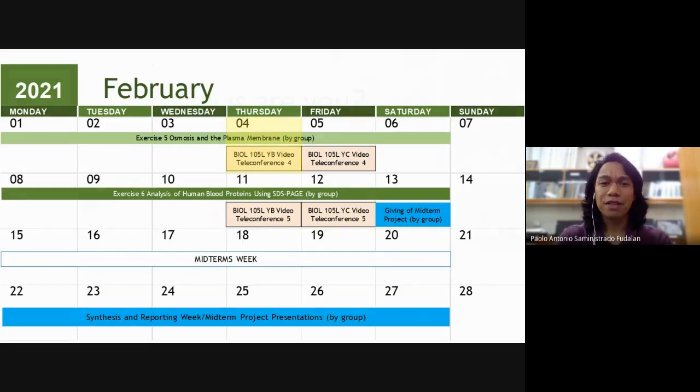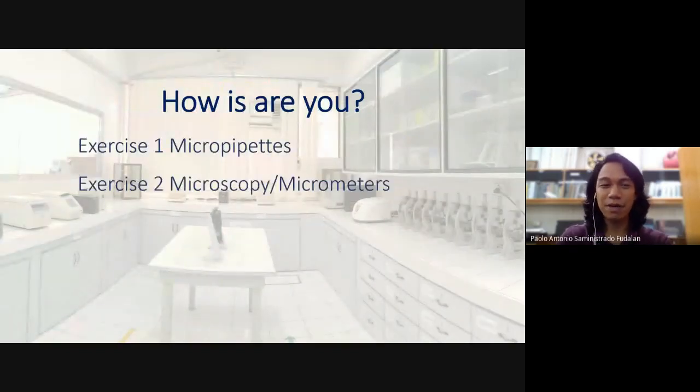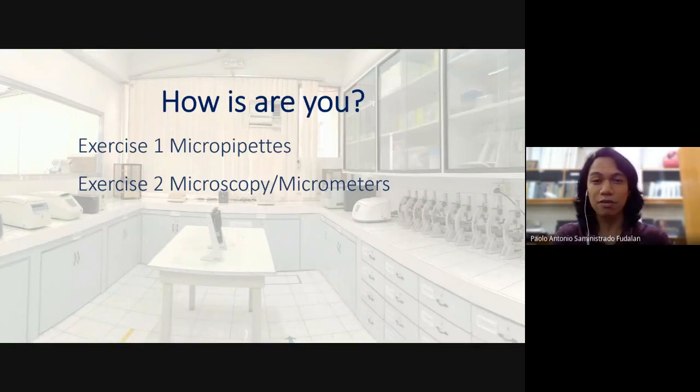So what have we done so far? We've done micropipettes. We're done with microscopy and then micrometers. Let me ask you here before we proceed. What are the important things to take note of when you do microscopy? First would be the visibility of your sample. How do you make sure that your sample is visible?